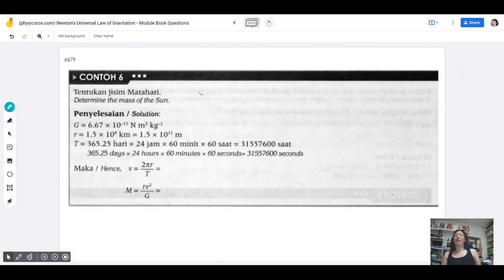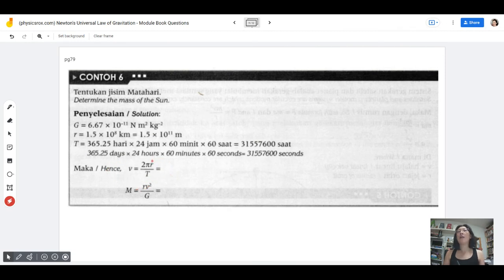Looking at Contoh 6 now, you need to calculate the mass of the Sun, and they've given us all these values. So this formula, as you can see, is a modified formula from the centripetal force. Sorry, and it's already given. They've already given you the formula that you need to work with. So v is the linear speed.